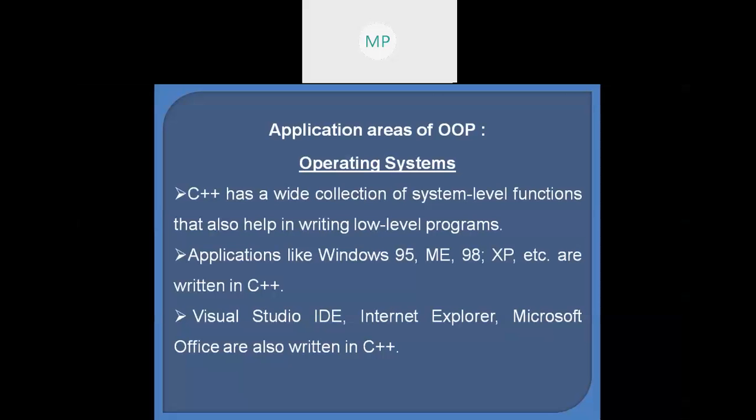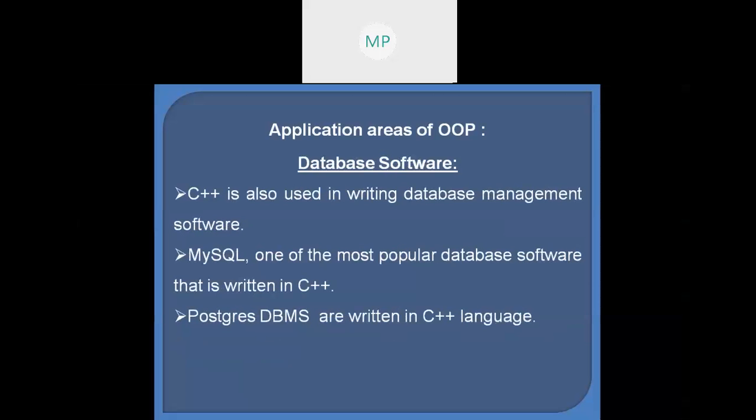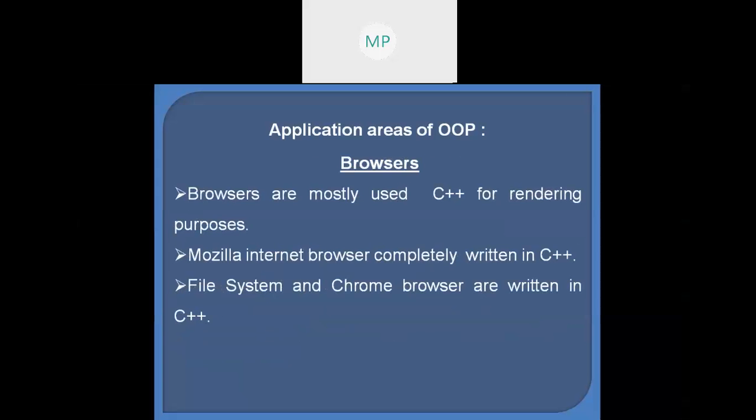Internet Explorer, Microsoft Office and others are written in C++. Database designs: so many databases, DBMS or RDBMS, are designed in C++. MySQL, one of the most popular database software, is written in C++. Postgres DBMS is also written in C++.